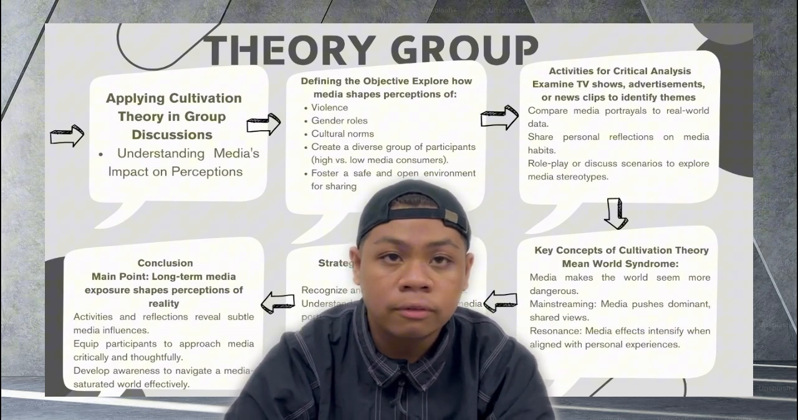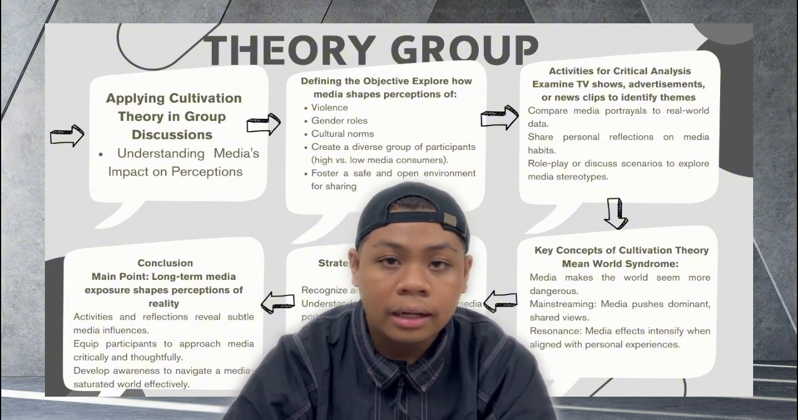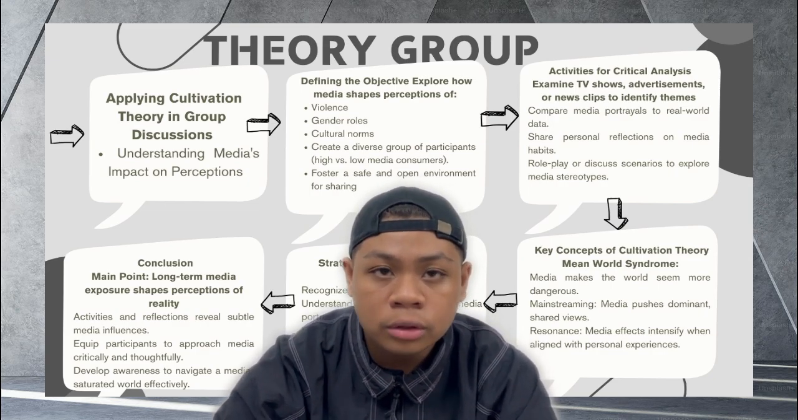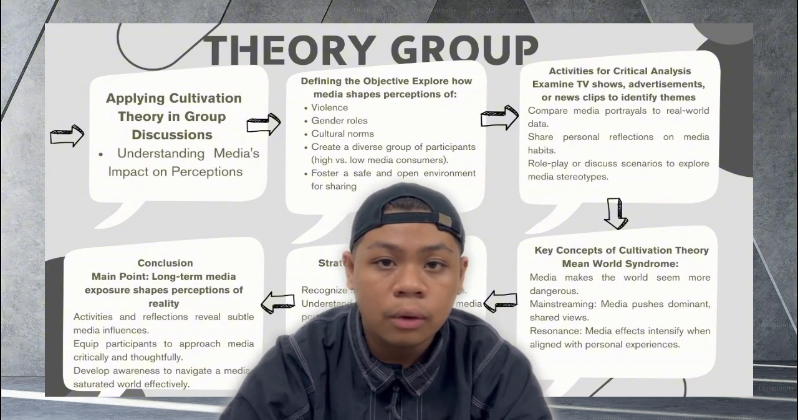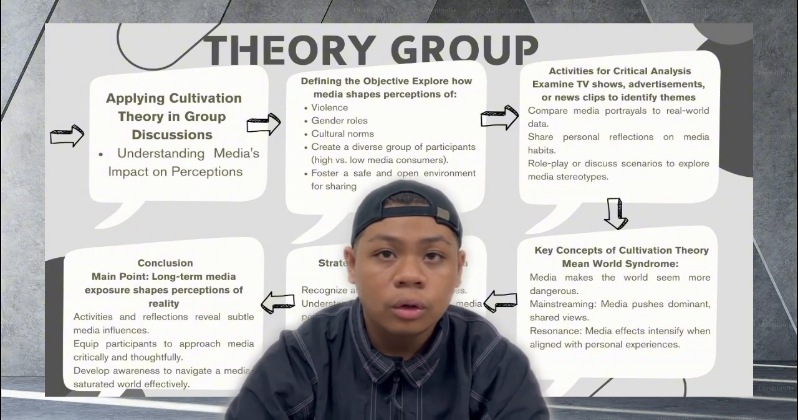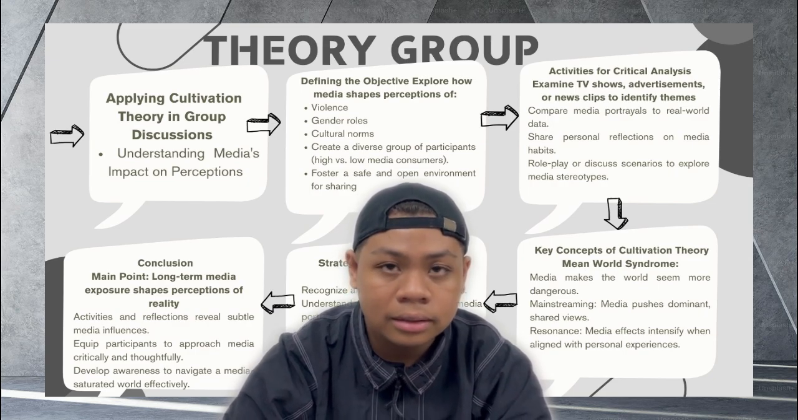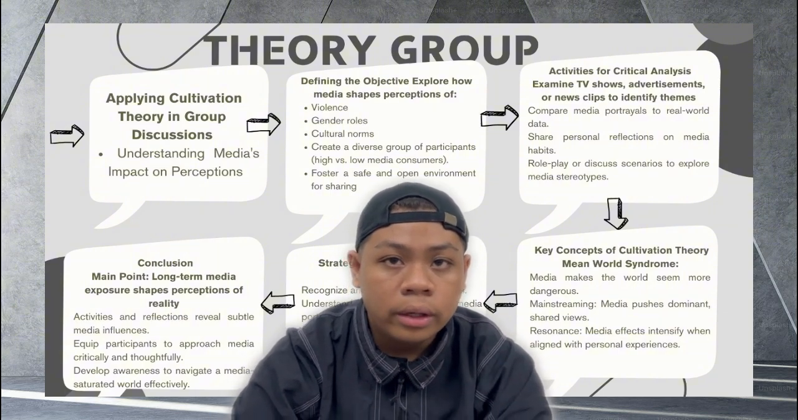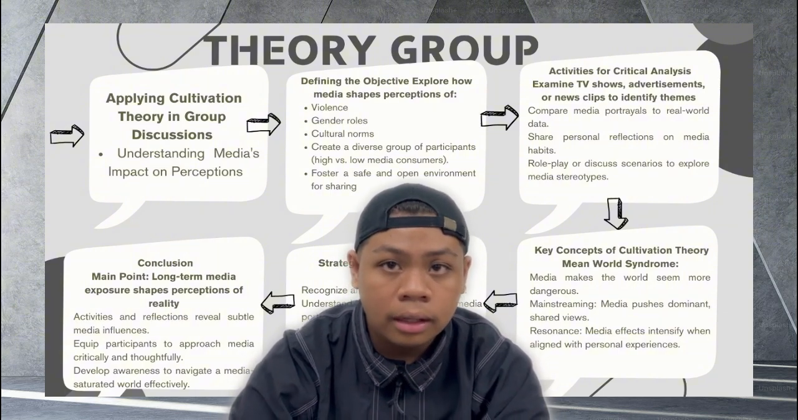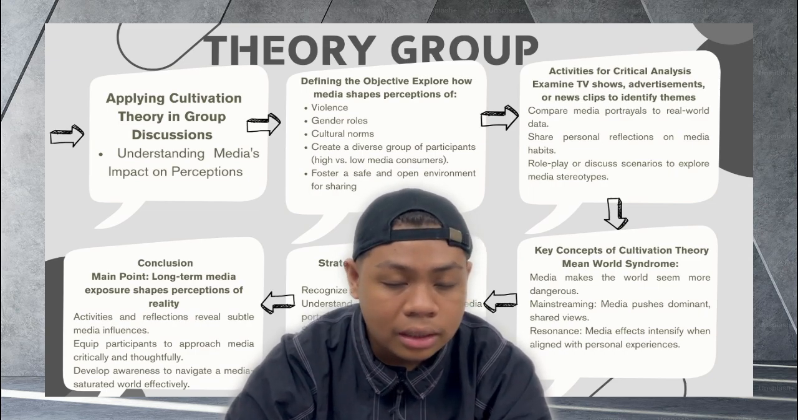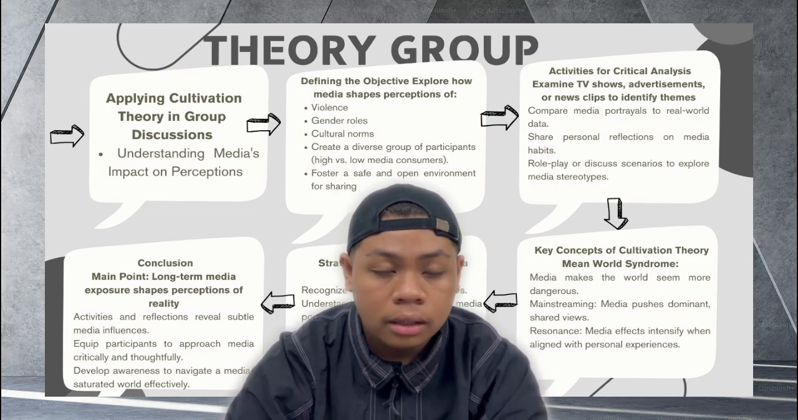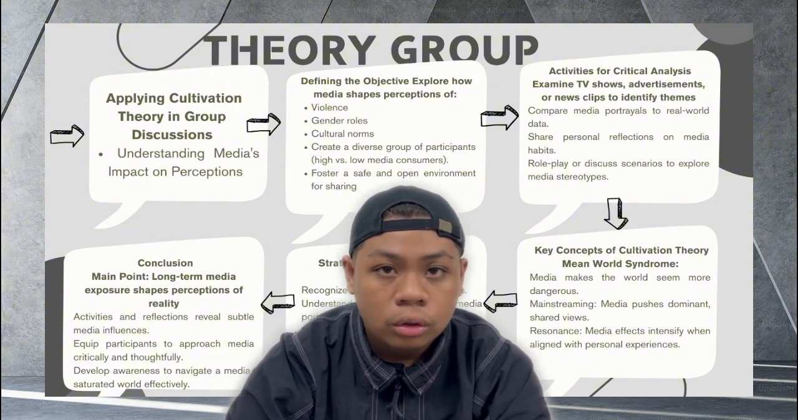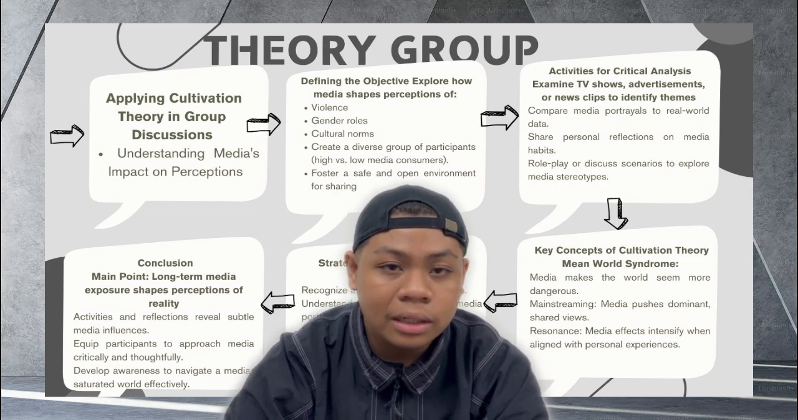They have 5 main points. The first one is violence, gender roles, cultural norms, create a diverse group of participants, and lastly, we need to foster a safe and open environment to share in our group discussion. After that, we need to apply activity for critical analysis. For example, in a TV show, advertisement, or news clip, we can compare the media portrayal to real world data. After that, we can share personal reflection on media habits. Lastly, we can roleplay or discuss scenarios to explore media stereotypes in our group.